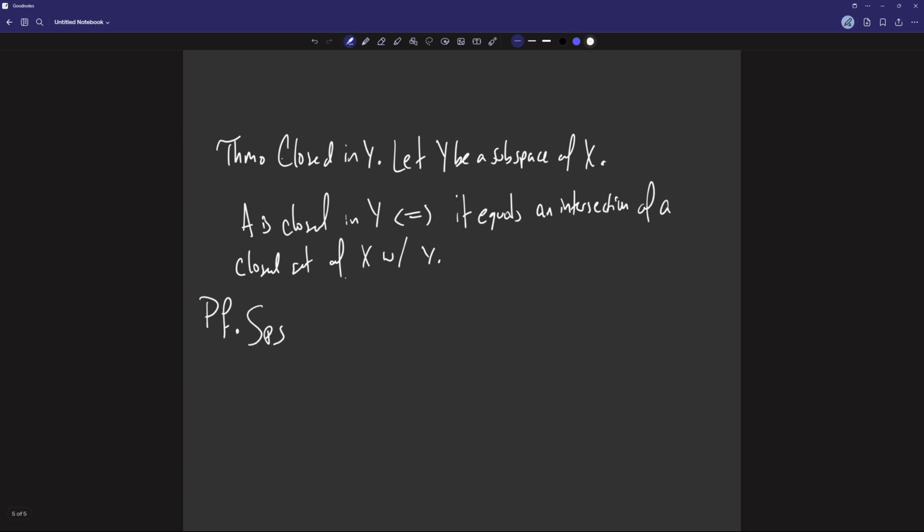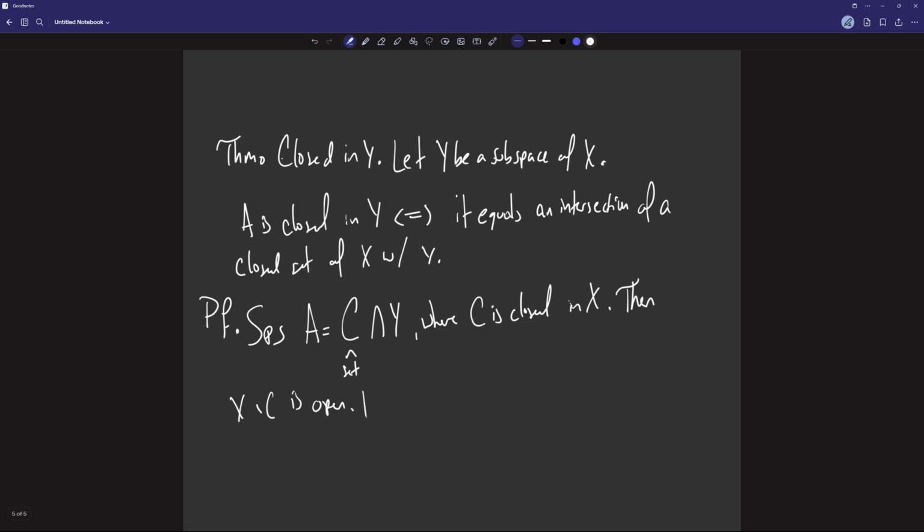So suppose that A is an intersection between some set C intersected with Y, where C is closed in X. You got it? All right. Then X set minus C is open. Thus, X set minus C intersected with Y is open.